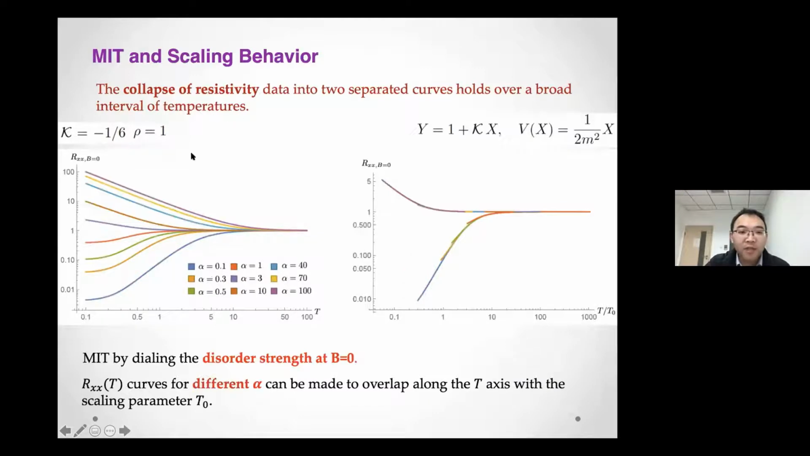And this is the case. We fix charge density and the magnetic field, but we choose the disorder strength, different alpha. Here you see the different color corresponds to different momentum dissipation. And by scaling the temperature with this scaling parameter T0, different curves can also be collapsed to two different branches, for the insulating branch and the metallic branch.